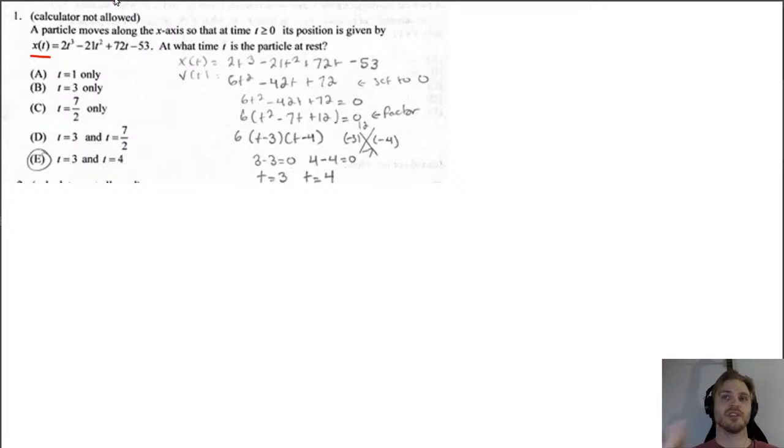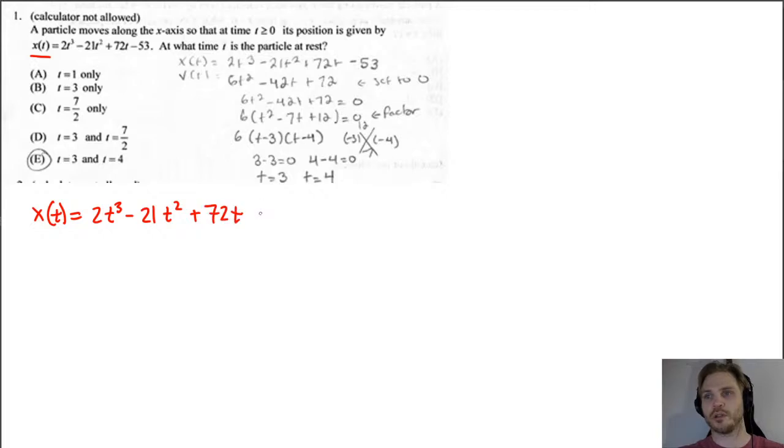So if this function x of t gives the position on the x-axis, its derivative will give us the velocity. So the rate of change of its position is its velocity. So when its velocity is equal to 0, that's when we know it'll be at rest. That's the key to understanding this problem. So what we want to do is let's bring down x of t, just so we've got it down here. t cubed minus 21t squared plus 72t minus 53. Okay, so this is our position function.